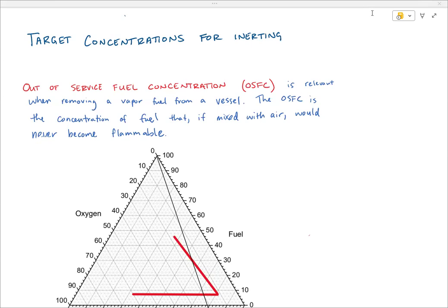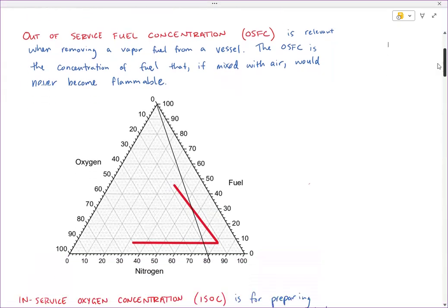Now, in addition to regular operation, there are two special situations that require attention. One of them is when you are preparing to take a vessel out of service. This could be for routine maintenance or for cleaning or whatever. But if you are preparing to take a vessel out of the process for any reason, you're going to open it up. And when you open it up, you are going to potentially mix air with the fuel and potentially have a flammable mixture form.